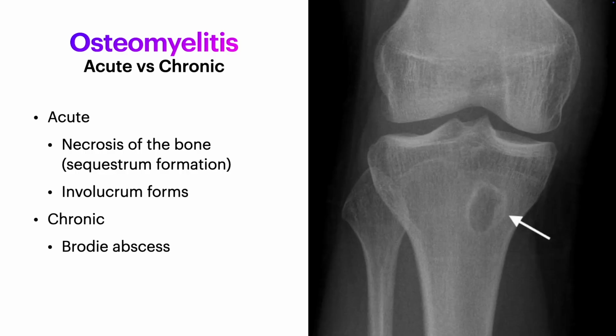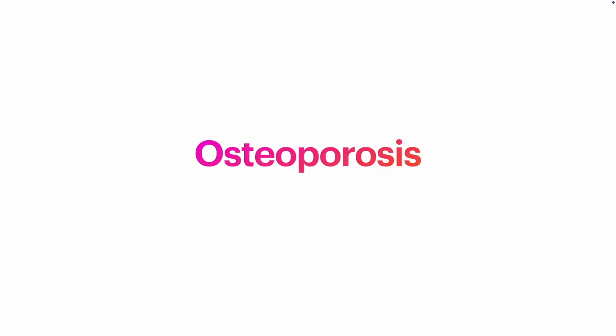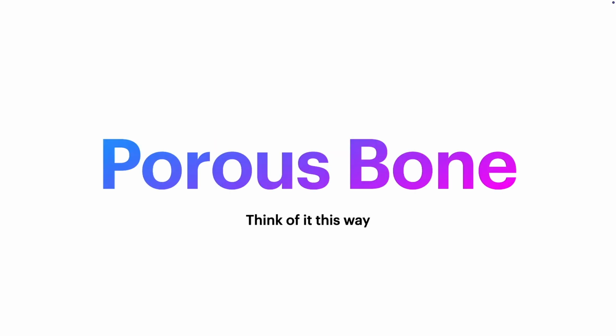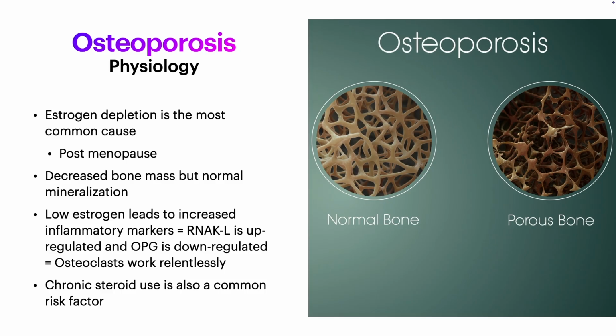Chronically, however, you let that process play out, and then you have what's called a Brodie abscess, which is essentially an abscess in your bone just full of pus and infection that your body just kind of walled off and kept there. And then finally and lastly, osteoporosis. It's in the name, I think, porous bone. And this one, as you see to the right, one is more porous than the other.